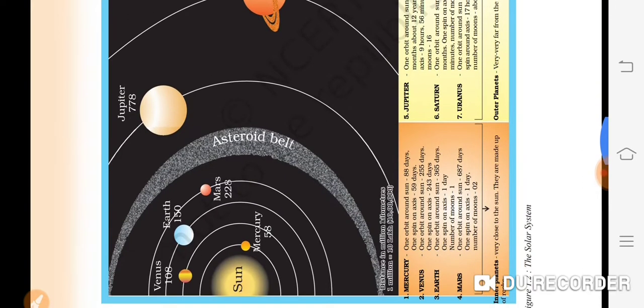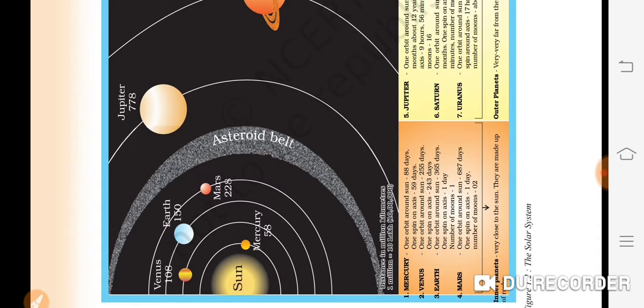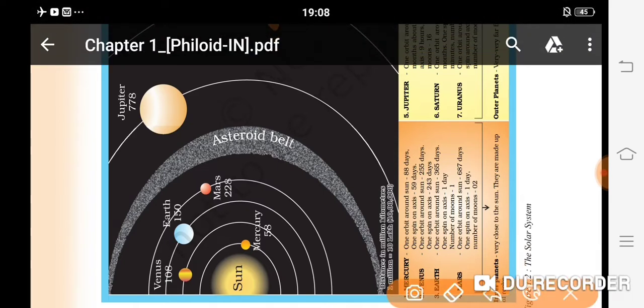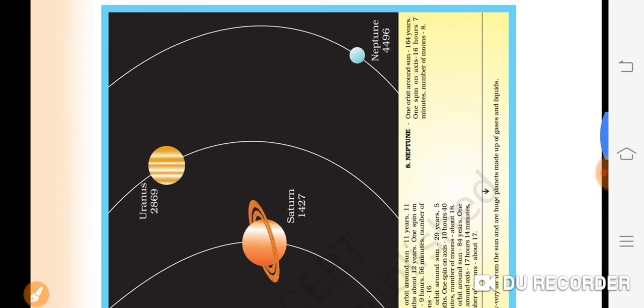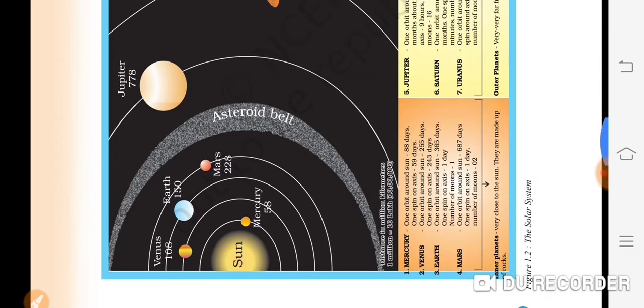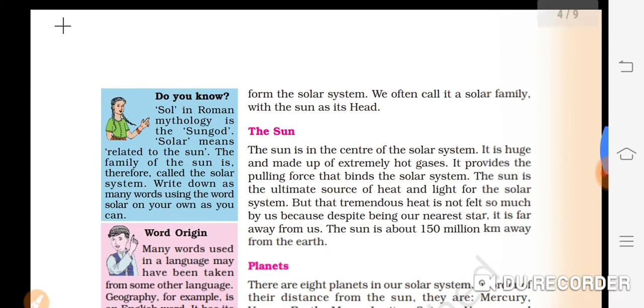Right? We can also see Mercury. Actually all the information about it is there: after how many days it completes the round of the Sun, its axis, everything. So I'm just showing you, so that you can make your own notes properly, right? Okay, then we discuss the Sun.